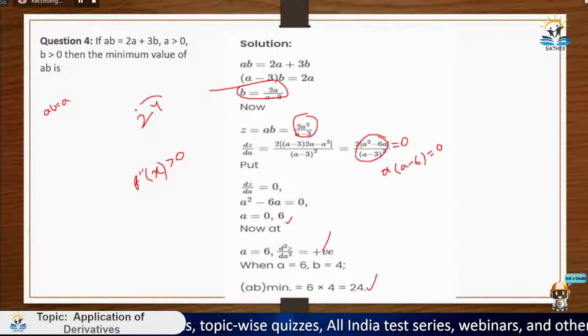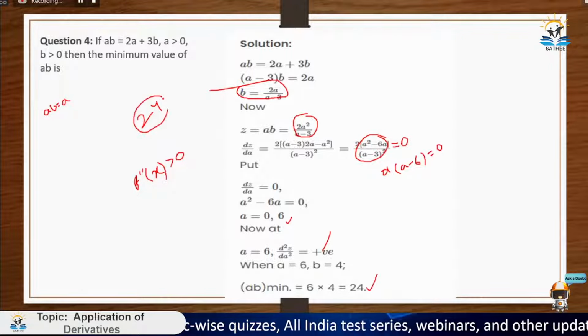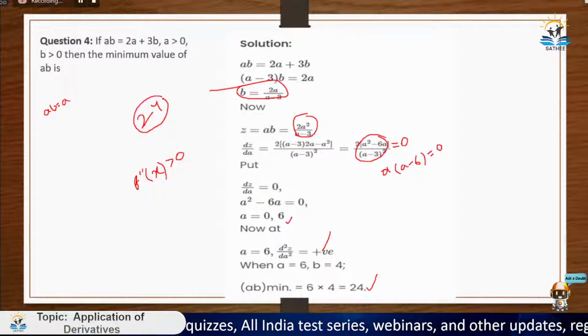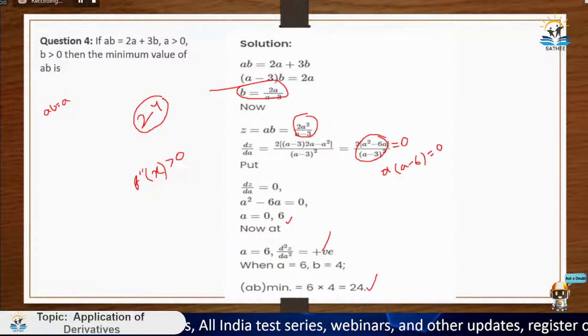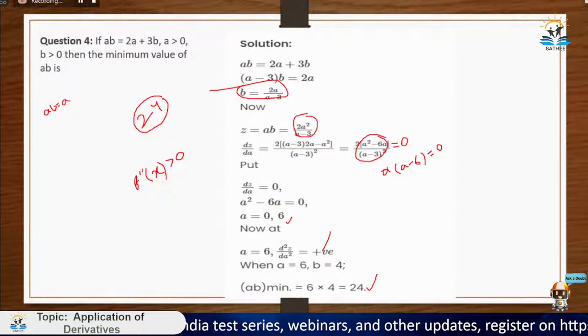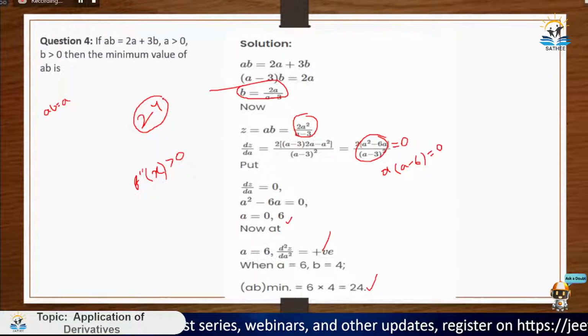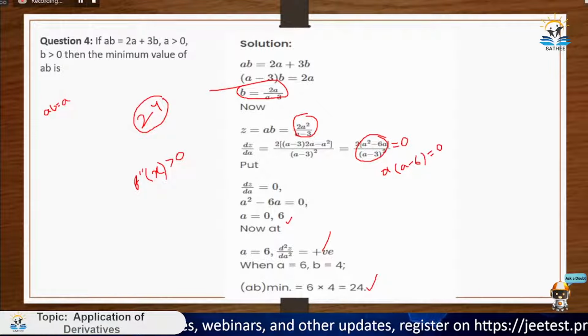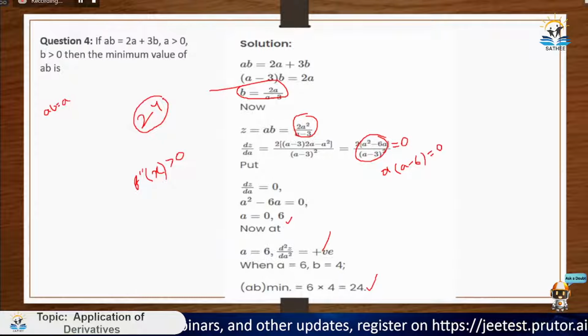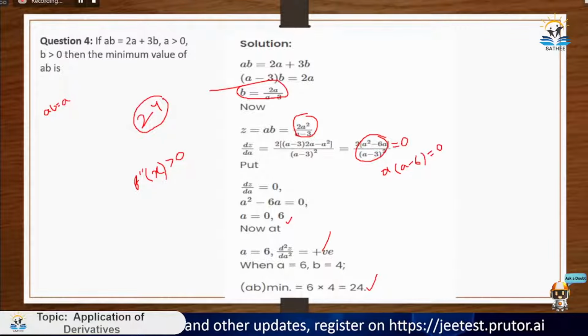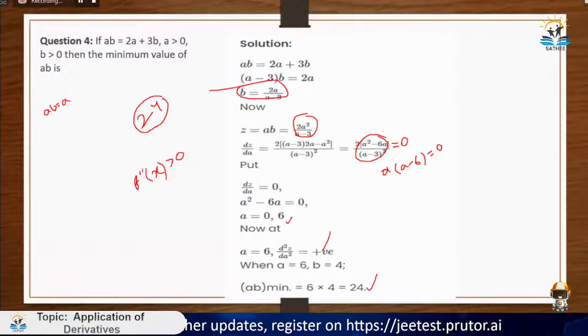Okay? So basically learn the concept of this type of problems. Whenever the maximum and minimum of some function is asked, first convert that function into a function of one variable, so that you can differentiate that function with respect to that independent variable and then put it equal to 0.